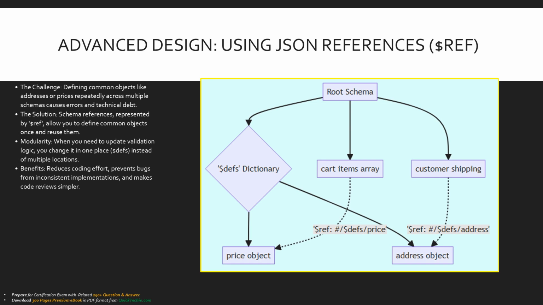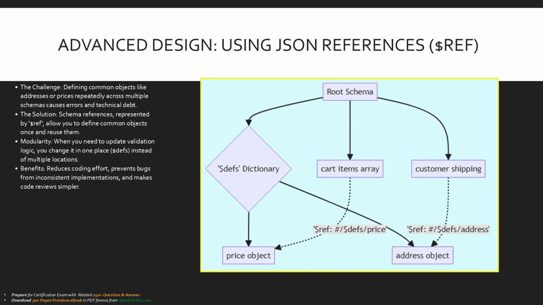In our final slide, we address advanced schema architecture using JSON references. As your AI projects scale, you will find yourself defining common objects, like an address or a price, repeatedly across dozens of different prompts. This causes bugs and massive technical debt. Schema references solve practical problems when using Cortex complete structured outputs.